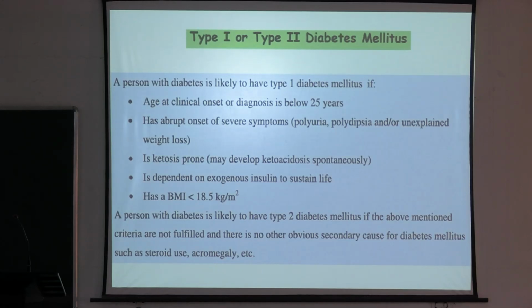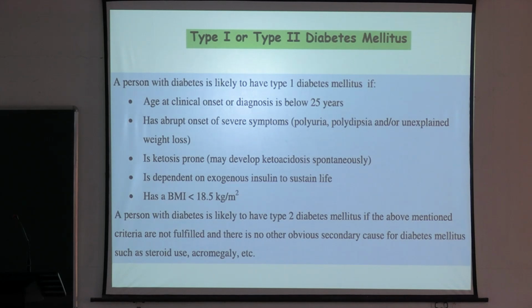Now let us look at type 1 or type 2. Type 1 diabetes: age is below 25 years, abrupt onset of severe symptoms like polyuria, polydipsia, ketosis. He is ketosis prone, may develop ketosis spontaneously, and is dependent on insulin to sustain life. He cannot live without insulin.